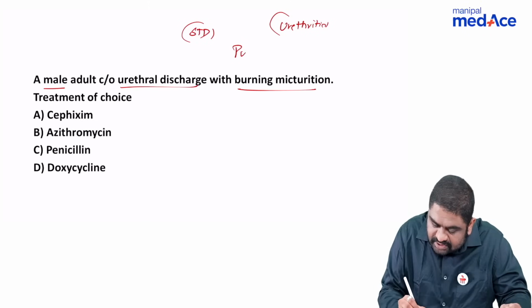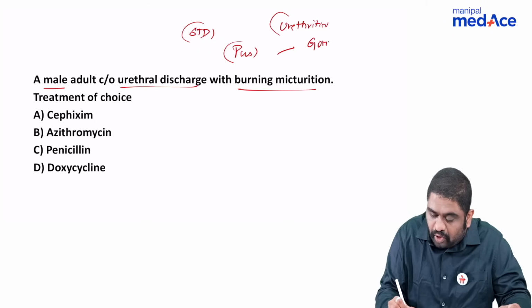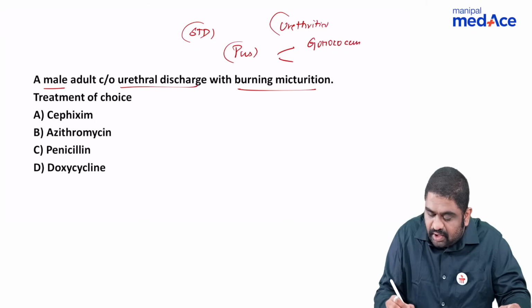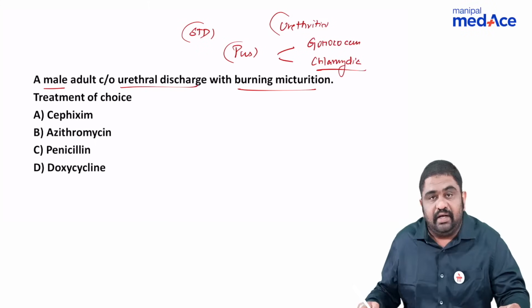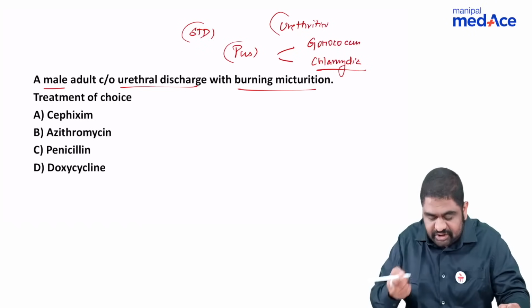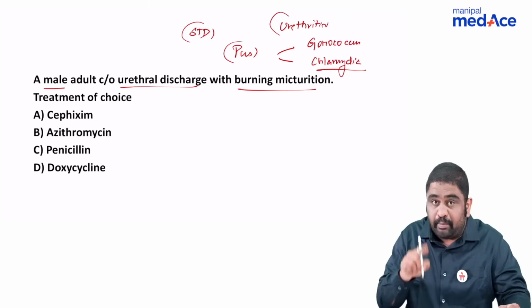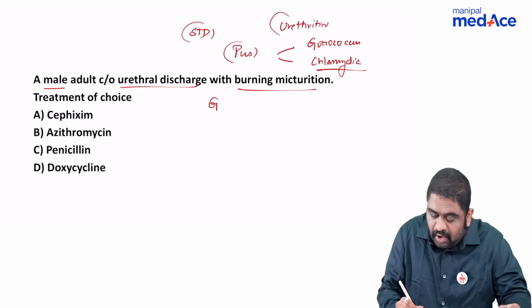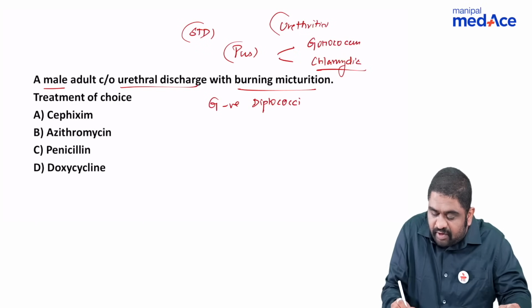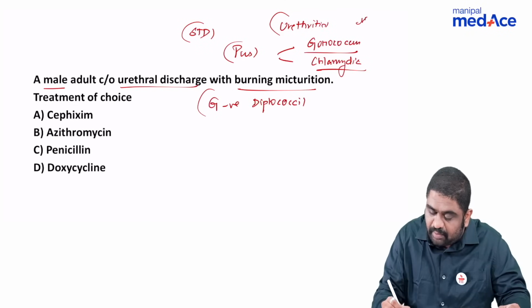And if pus is found in the discharge, you can think of two organisms. One is gonococcus, which is Neisseria gonorrhoeae. The other one can be chlamydia. Remember, even though chlamydia is an atypical bacteria, it is still capable of producing purulent discharge. Now, in that question paper, many students have told me that on microscopic examination of the urethral discharge fluid, people were able to perform a gram stain which showed gram-negative diplococci. And when it comes to gram-negative diplococci, we have two major groups of organisms, one being gonococcus, the other being meningococcus.